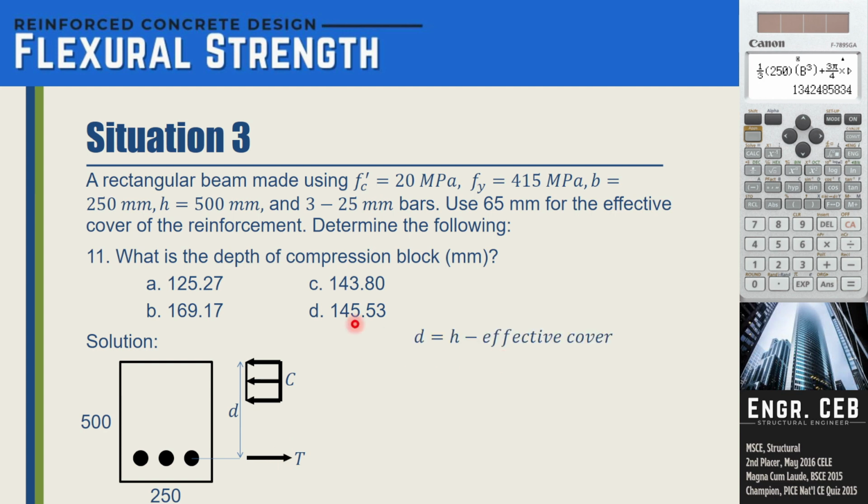First is the effective depth, H minus effective cover. 500 minus 65, we have 435 millimeters. We start with C equals T. So the force in the concrete, we stress the concrete up to 85% of the Fc prime, and then we multiply it by the area of the concrete being compressed. So that is equivalent to the rectangular block.